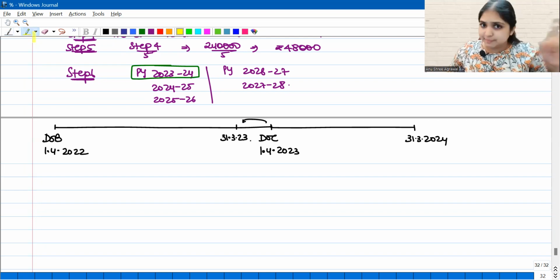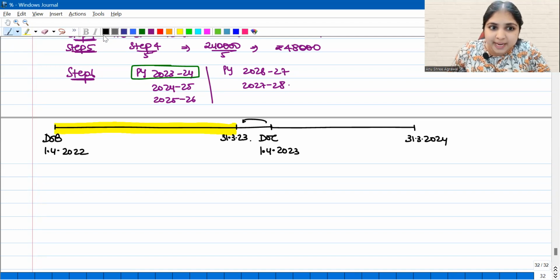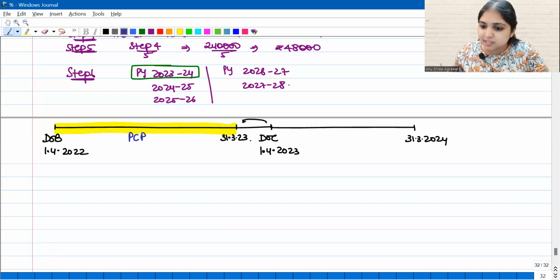Right? So the same diagram which I had done for you even in the last question, from the date of borrowing till 31st March 2023, what will you call this? This is going to be called the pre-construction period. This is your pre-construction period, guys. So up to 31st March 2023, up to the preceding 31st March, it is the pre-construction period.